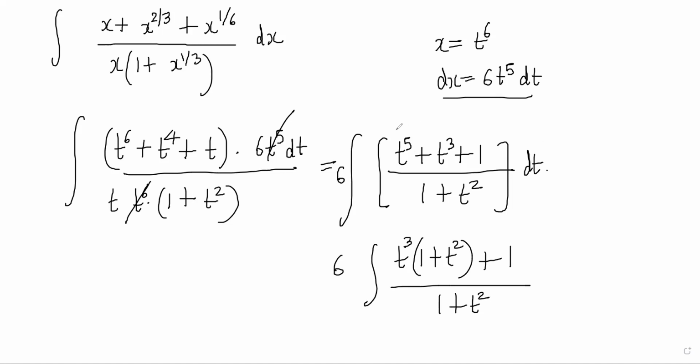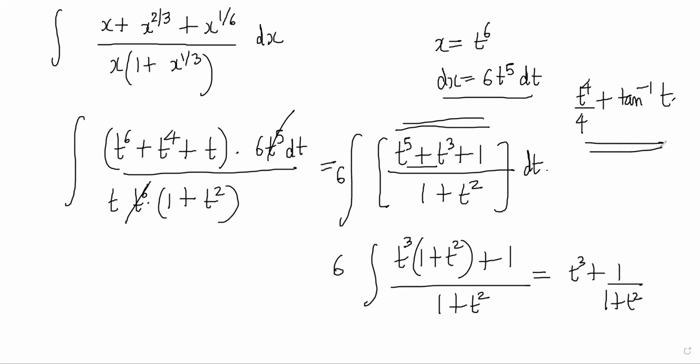See, if the numerator has higher power, long division usually works. You should just divide it and separate it out and take the remainder part. Only the remainder part is the tricky part to integrate. Here, though, it is obvious to take common t^3, so it becomes t^3 plus 1 by (1 plus t^2), and then you get t^4 by 4 plus tan inverse t.